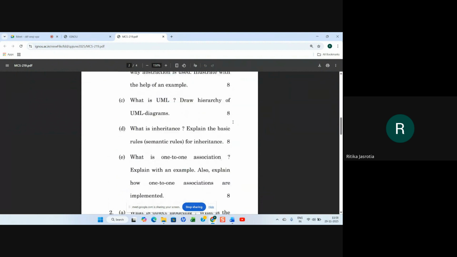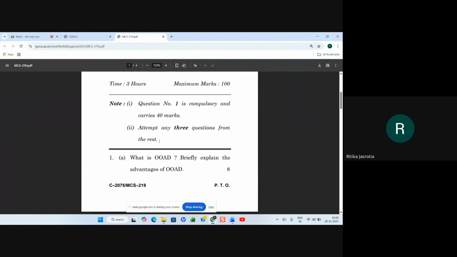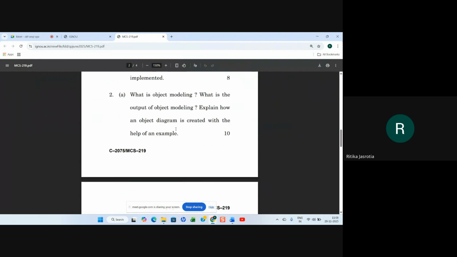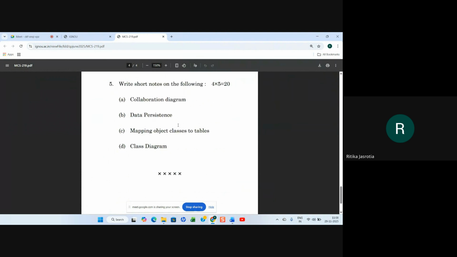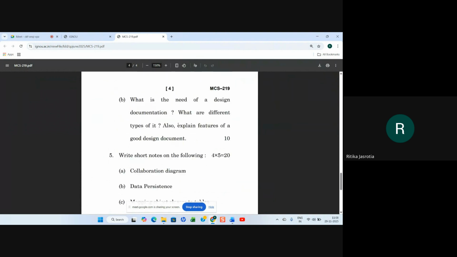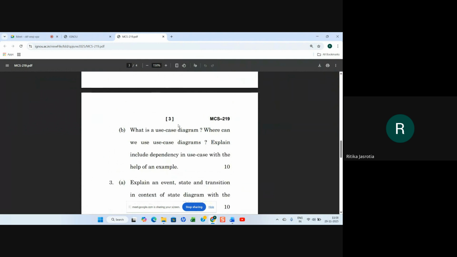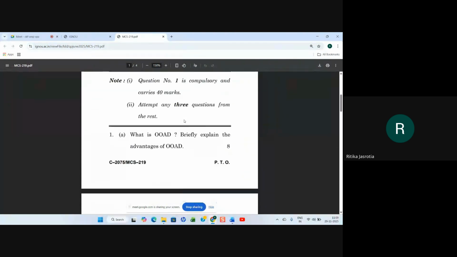So question number one, which is compulsory, is of 40 marks, and then you have to attempt any three questions from the rest. So the rest you have two, three, four, five. Five questions are there exactly. So two, three, four, five, you have to attempt any three, right? So you can leave any one question from two, three, four, five.